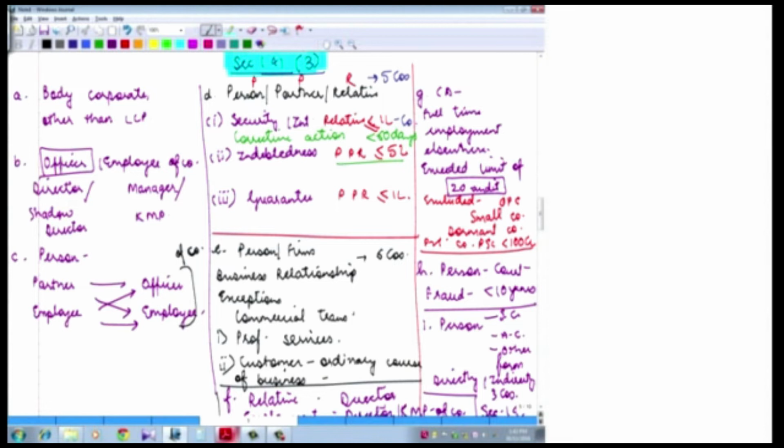Indebtedness. See, unless and until somebody specifically tells you, it's not possible for you to remember. But once I've specifically told you, then what's the harm in remembering?